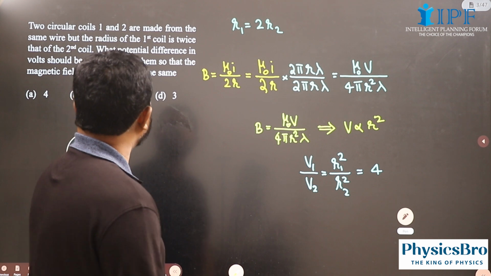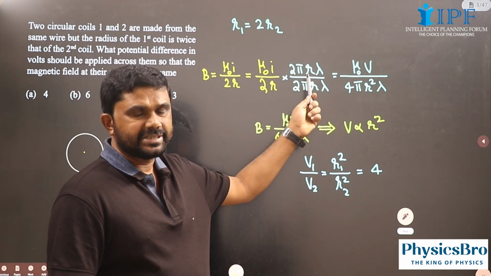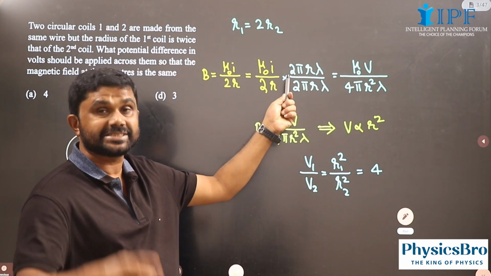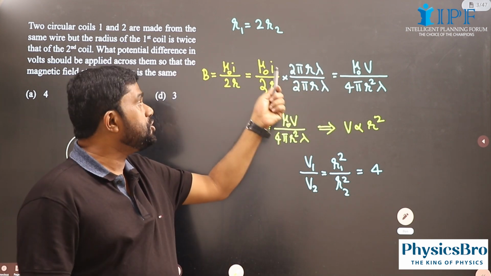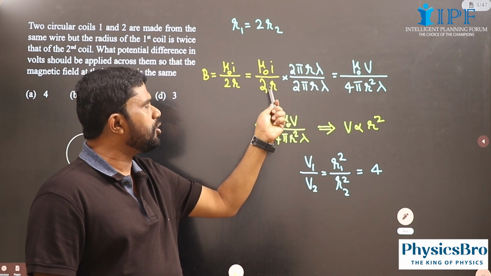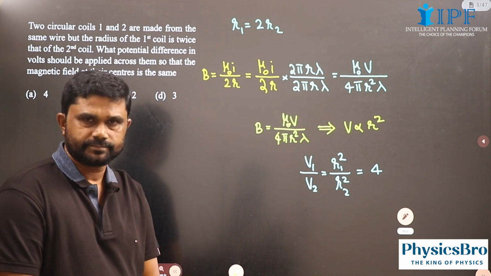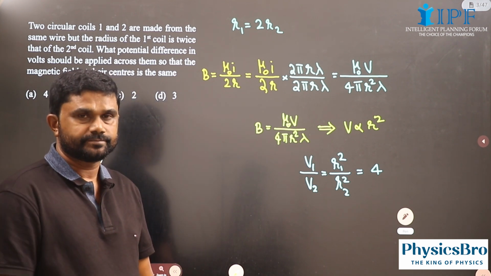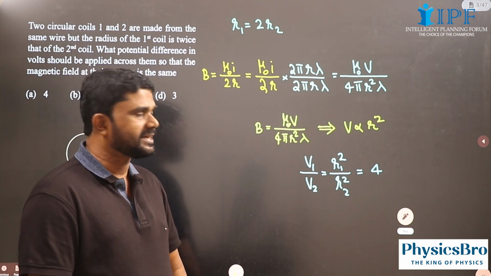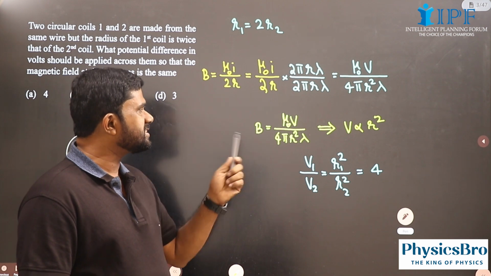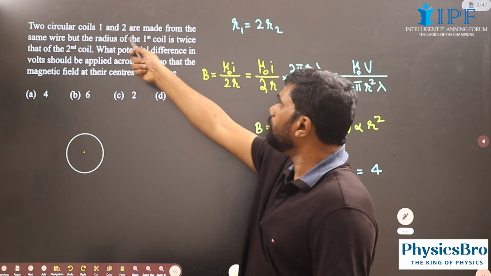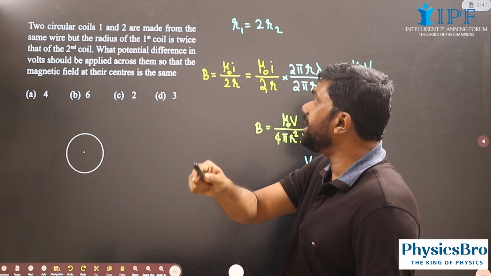Now see, 2 pi r is the length, into lambda, the resistance per unit length. So 2 pi r lambda is the resistance of the turn, into current I, that will be the voltage. So mu 0 voltage V divided by, in the denominator, there will be 4 pi r square lambda. So the magnetic field at the center will be mu 0 V divided by 4 pi r square lambda, or let us say B is the same, so here we have V proportional to r square.